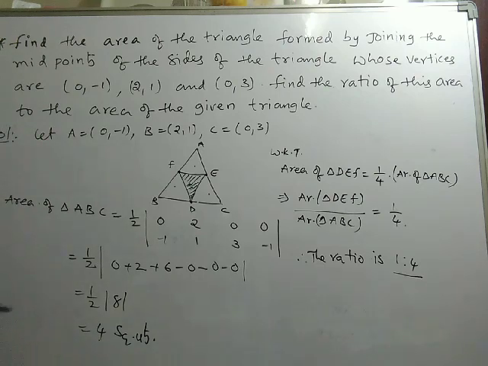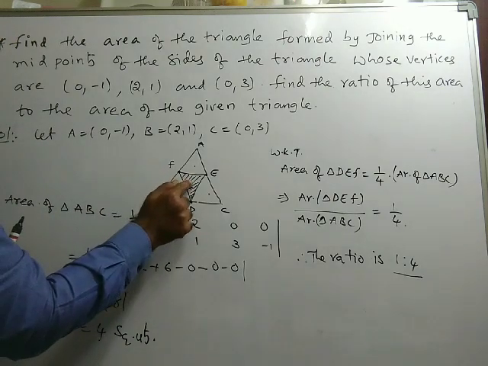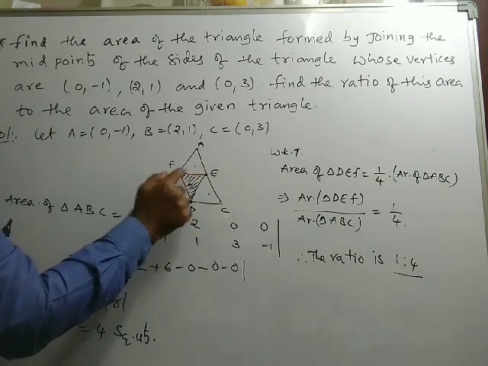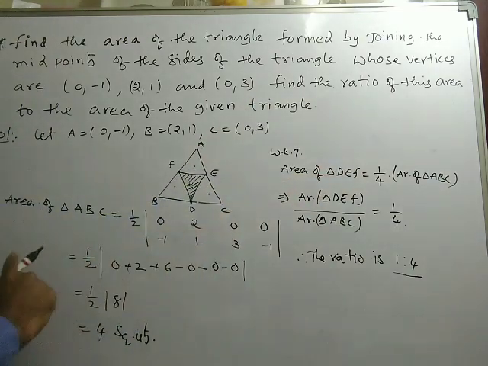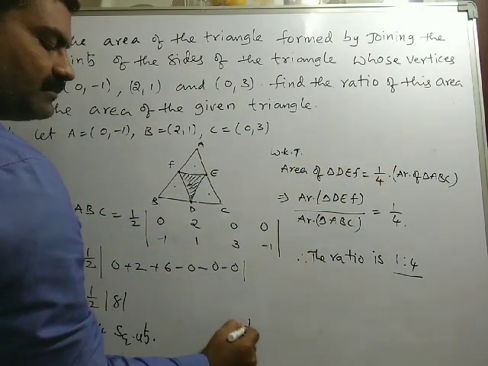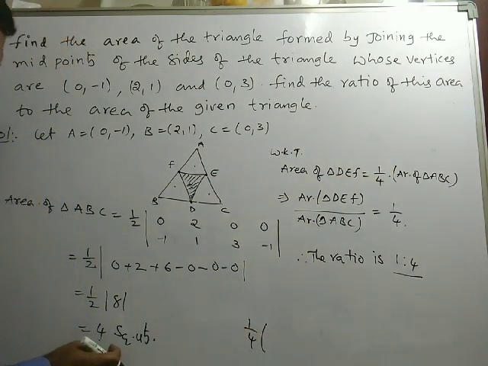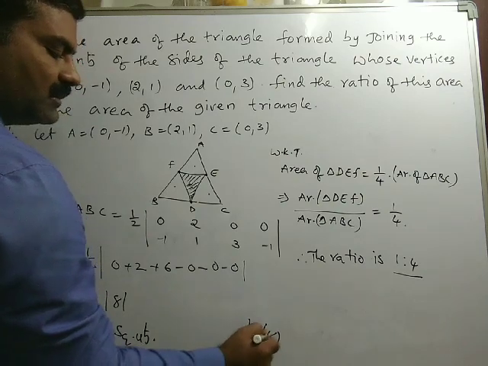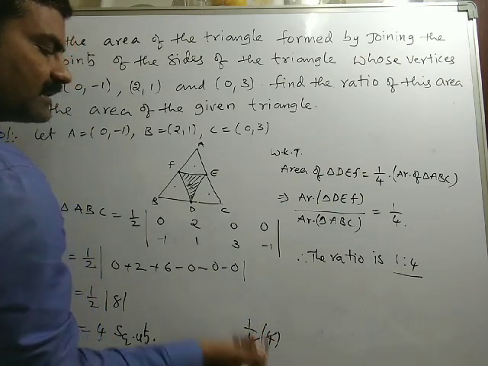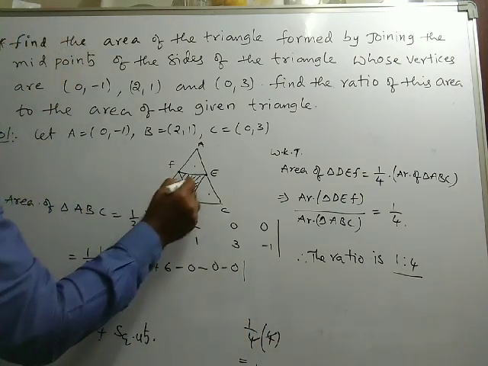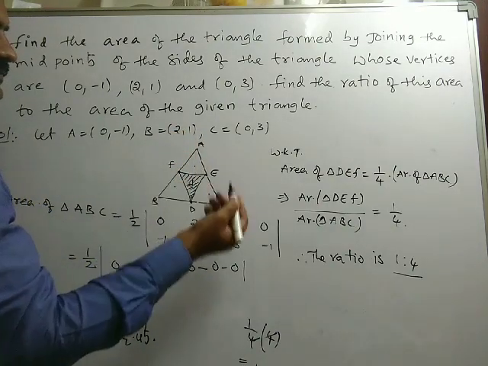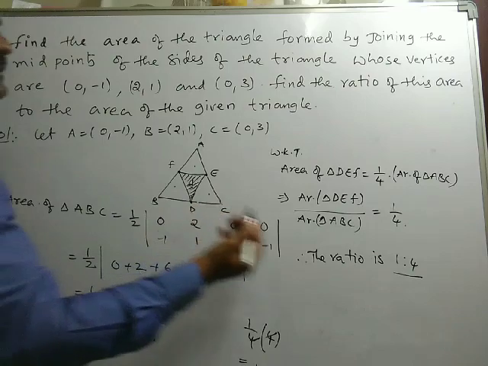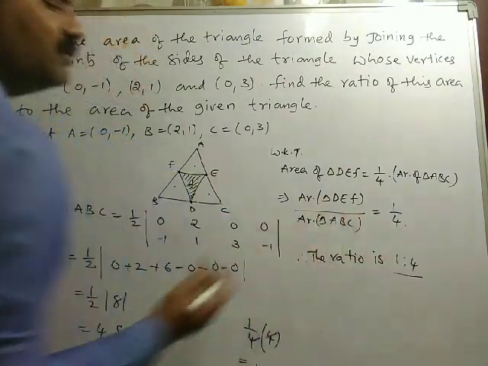Actually he is not asking the area of the triangle formed by these midpoints. If he were to ask, it would be 1/4 of the entire triangle ABC. That is 1/4 into the area of entire triangle ABC, which is 4. So the 4 gets cancelled, hence that is 1. Of course this area is 1 and the entire triangle area of ABC is 4. Therefore the ratio between them is nothing but 1:4.